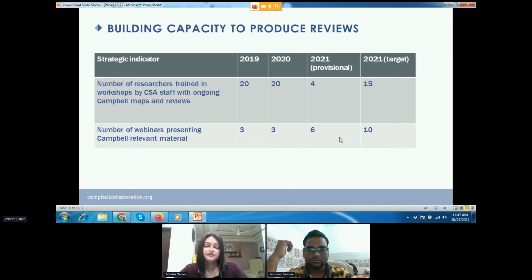Also, if we talk about the strategic indicators and numbers so far in terms of producing reviews, the number of researchers that have been trained in these workshops and who also have ongoing Campbell maps and reviews has been 20 each for 2019 and 2020, and for 2021 it has been 4 so far. The target is to reach 15. And the number of webinars where we have presented Campbell relevant material and reached out to key researchers has been 3 each for 2019 and 2020, and it has been 6 for 2021 so far.